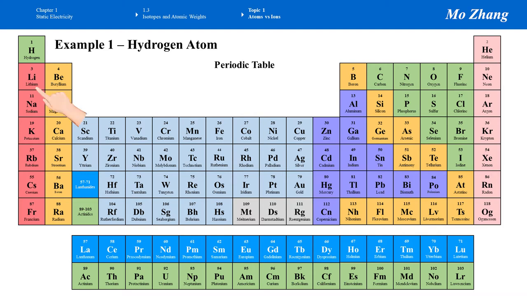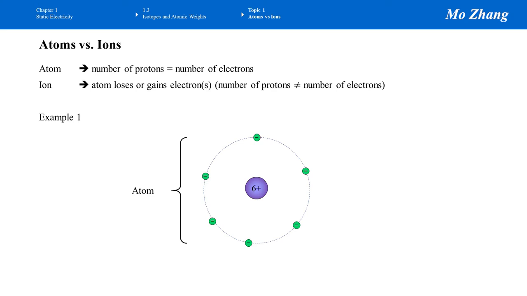3 for lithium and 4 for beryllium. 5 for boron, 6 for carbon. In our example, that picture has only 6 protons, so it is a carbon atom. So if we go back here, this is a carbon atom.